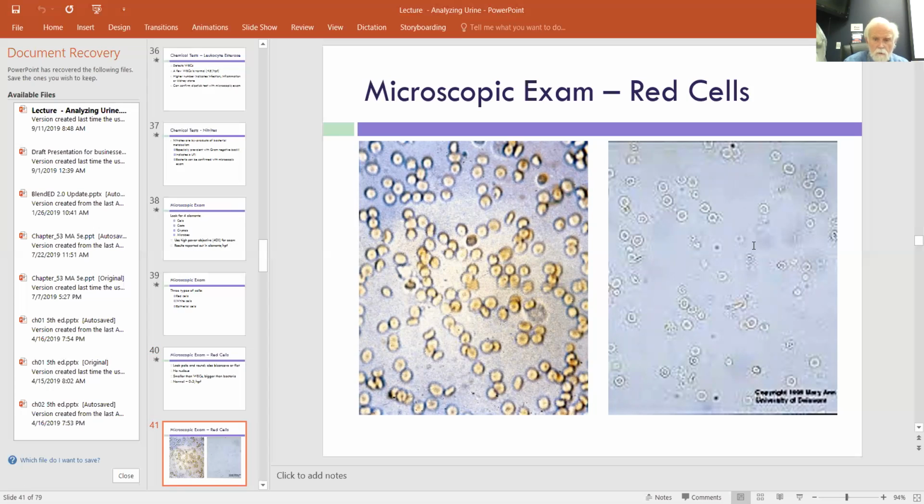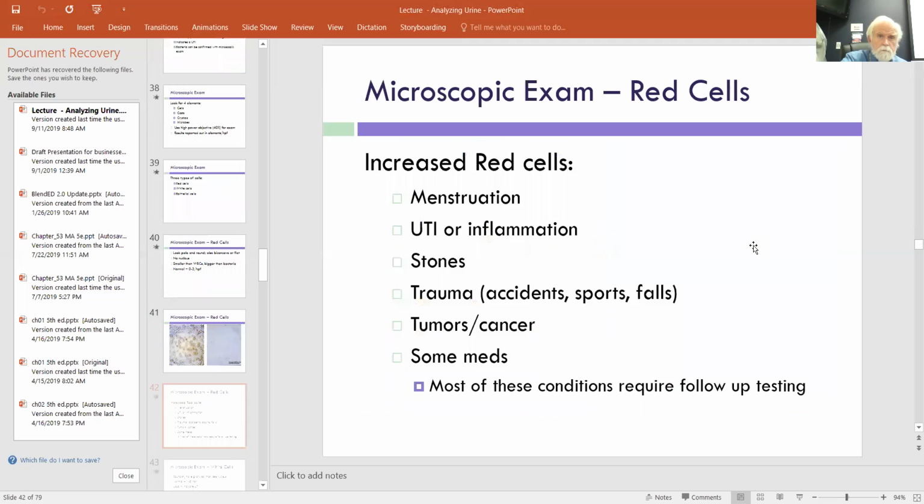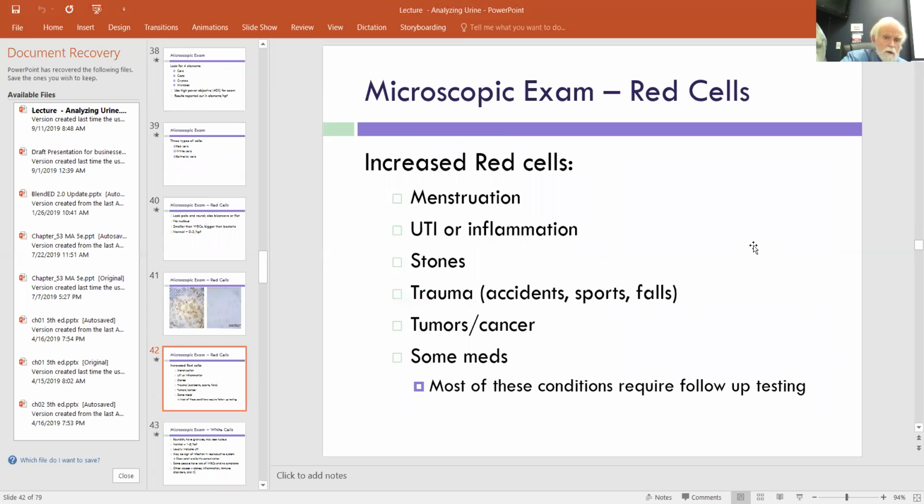Okay, and on the right in that image is what they look like. Now, if this is a high power field, there looks to be about 30 of those things in there. That's not good. And in the other one, that's a really contaminated field. So this is a person that has blood in their urine. Why do they have blood?